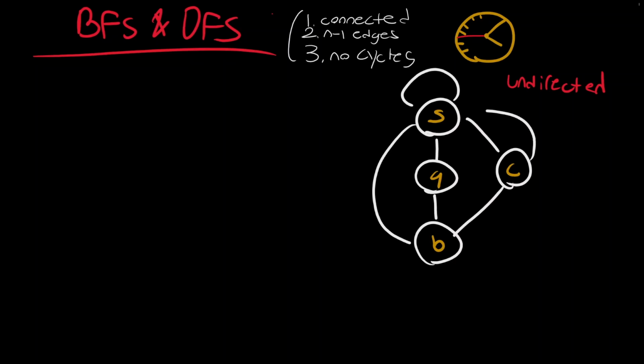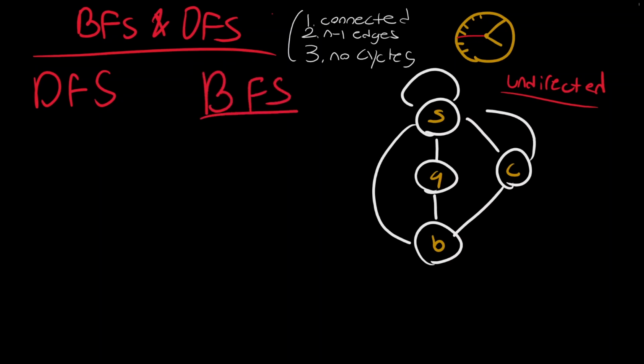Now here we have an example with an undirected graph. So there are no directions happening here. We're going to try this with DFS and BFS. So you can pause the video here and try it yourself.